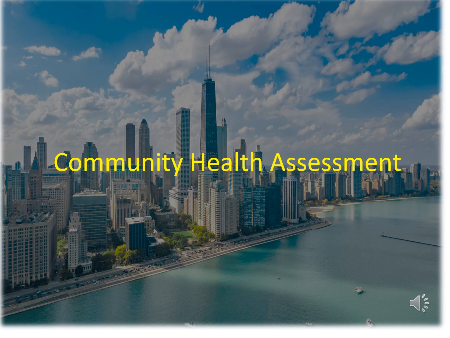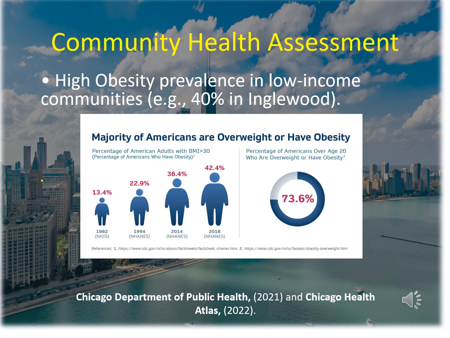Community health assessment and facts. According to the Chicago Department of Public Health article in 2021 and the Chicago Health Atlas in 2022, high obesity prevalence correlates with low-income communities. For example, 40% in Englewood.